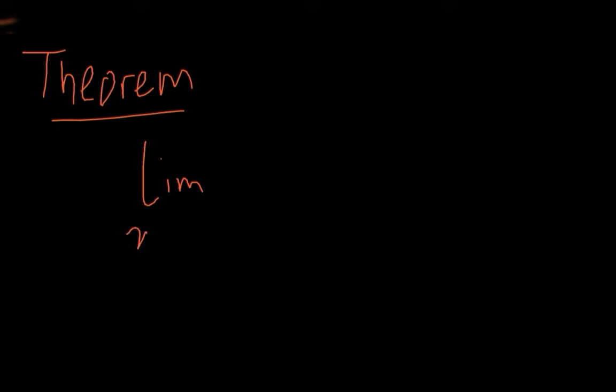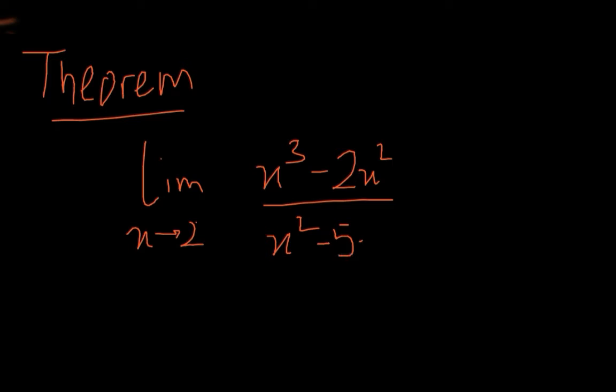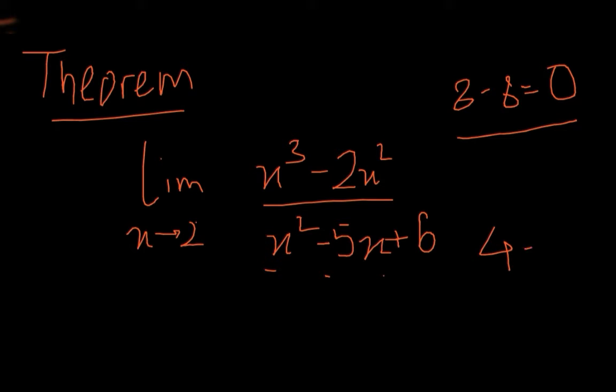Limit x tends to 2, x cube minus 2x square by x cube minus 5x plus 6. So what you will do is you will just input the values here. You will see that the above thing comes out to be, let's say, 8 minus 8, that is nothing but 0. Here let's put 2. We'll say 8 minus 10 plus 6... isn't that 0? So the case becomes 0 by 0.